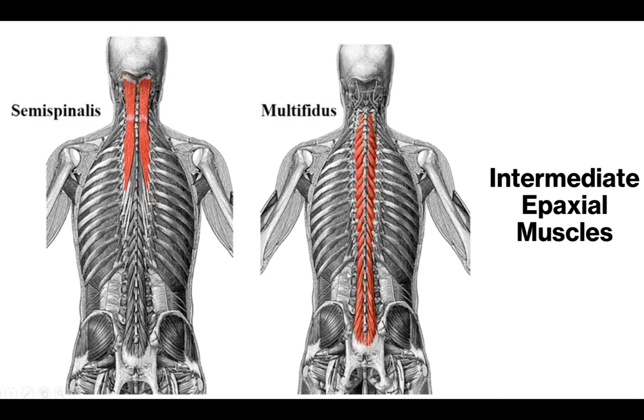Now, multifidus is the only one of the epaxial group that has a different innervation. And the innervation for multifidus is the dorsal rami of all spinal nerves. Okay, because we can see that it goes all the way down the vertebral column. So it's going to be using those dorsal rami of all the spinal nerves. Okay, and that is the epaxial muscles.